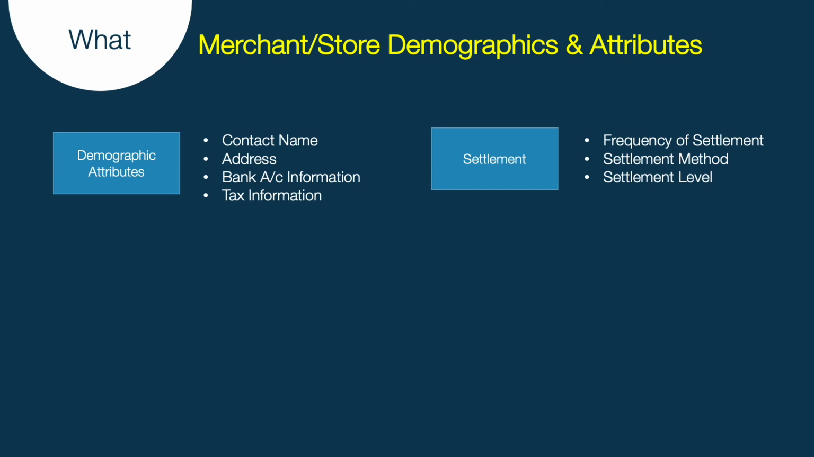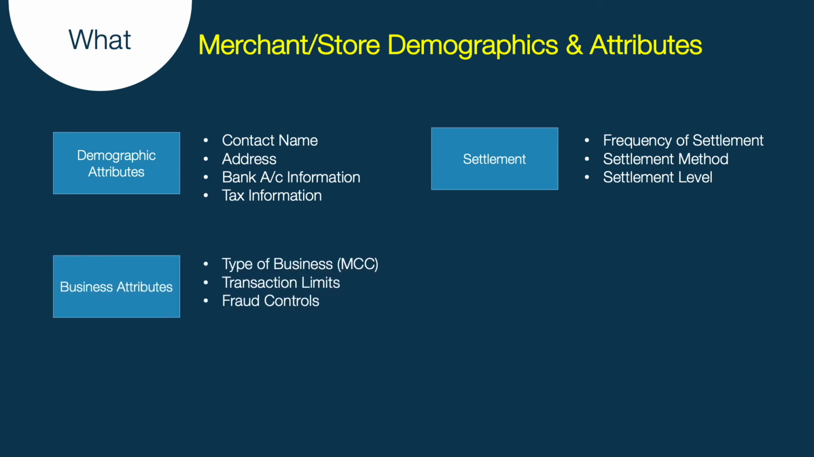And settlement level means, if you recall, we saw a merchant chain with multiple cities. Should the money be settled to the local city merchant, or should it be settled with the head office? So all these are defined in the settlement attributes. The next one are the business attributes. We spoke of the MCC, and there will be transaction limits for store and also for the merchant, and some fraud controls as well.